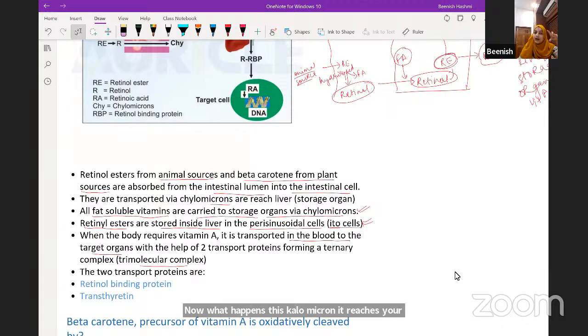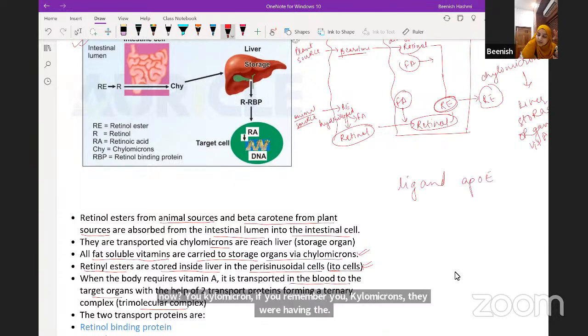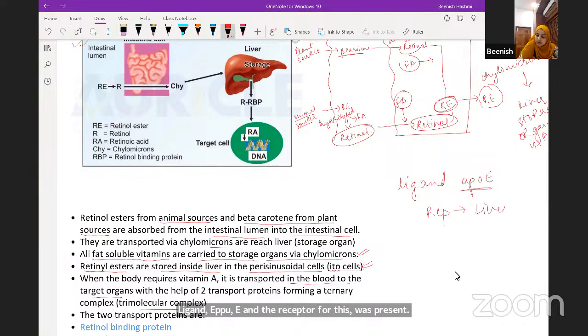Now your chylomicrons, if you remember, have the ligand ApoE, and the receptor for this ApoE is present on the liver. So it reaches the liver, where it is internalized and stored in the perisinusoidal cells of the liver. Your vitamin A is stored in the form of retinyl esters.